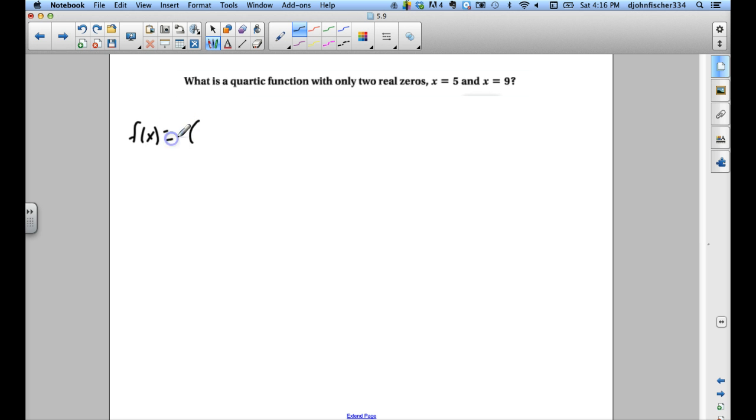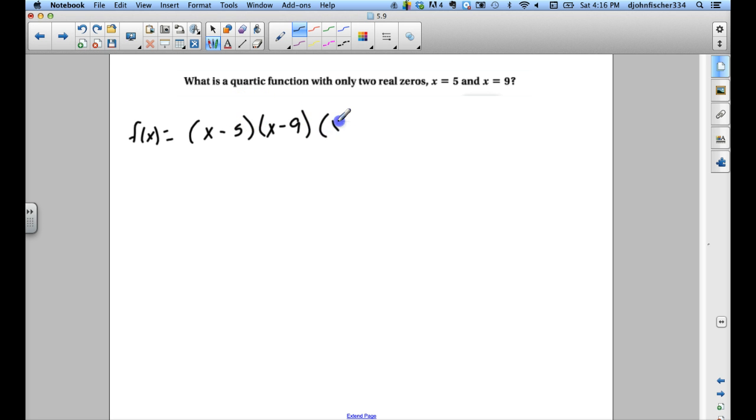So what we can do here is say, okay, if we want 2 real zeros, they are x minus 5 and x minus 9. Now the other 2 zeros can be imaginary numbers, or these could be squares here if you wanted to, because these could be real zeros being the only 2 that works.